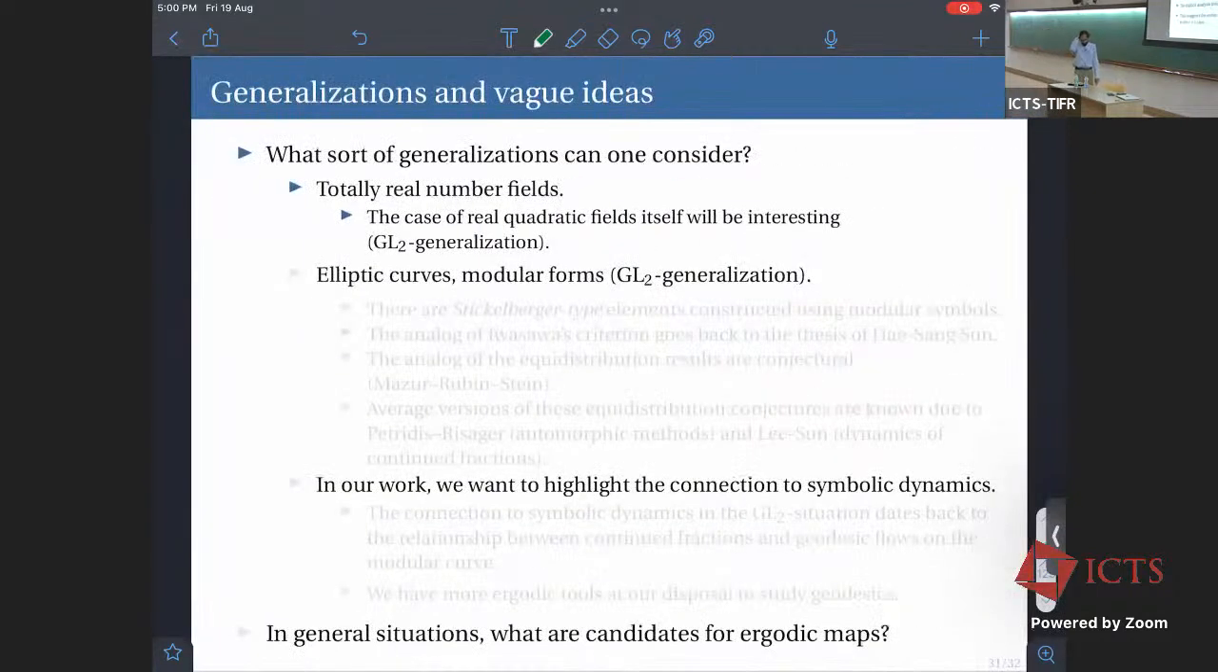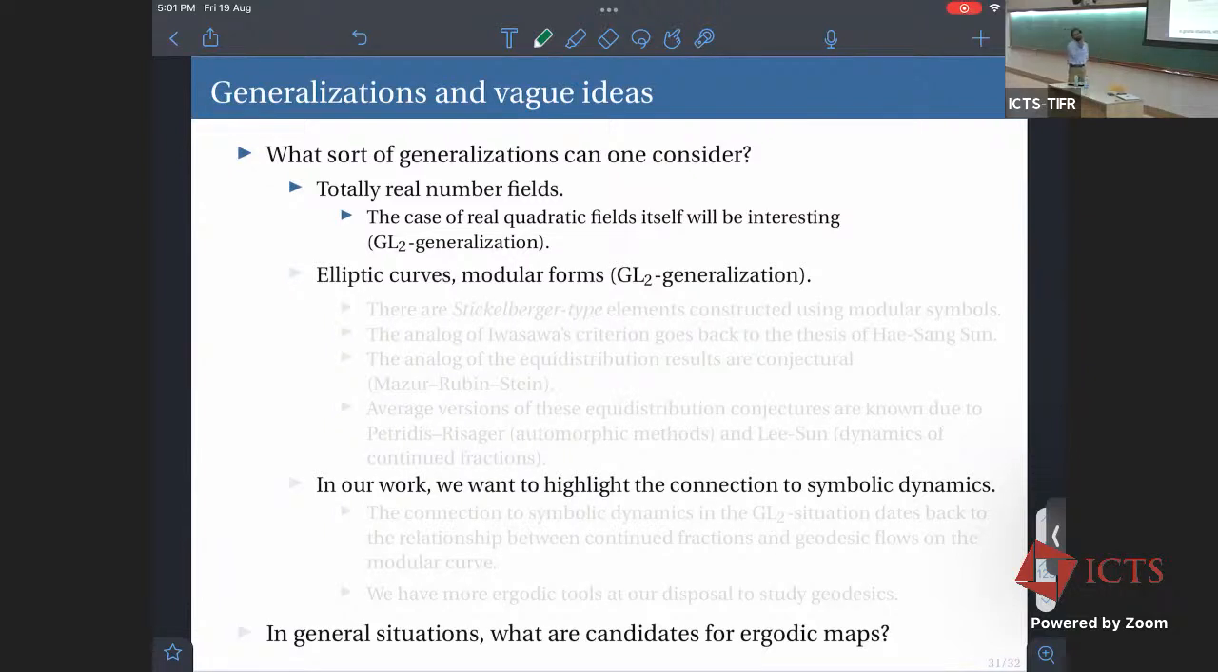Yeah, so I just want to say a lot of vague things to say why we were motivated by this project. The eventual goal is to consider generalizations. And there are lots of generalizations. Whatever I'm saying is just vague nonsense, but I just want to say it anyway. So if you just want to look at mu invariants, there are all these open questions about totally real number fields, elliptic curves, and modular forms. And even the case of real quadratic fields, that itself, I think, will be interesting.